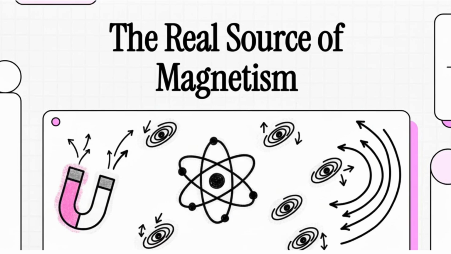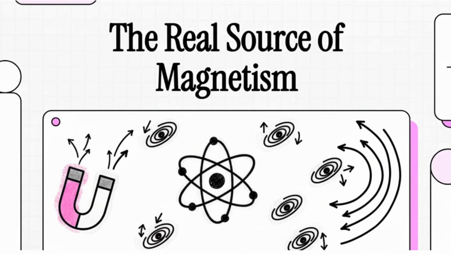Alright, let's dive right in. Today we're going to talk about a force you've used your entire life, but maybe you don't really get it: magnetism. We're going to pull back the curtain and find the tiny atomic sources of that invisible push and pull. So let's do it. I mean, we all know what magnets do, right?